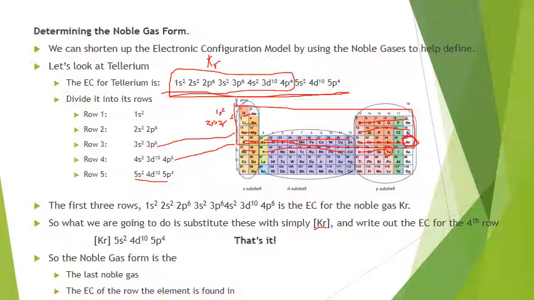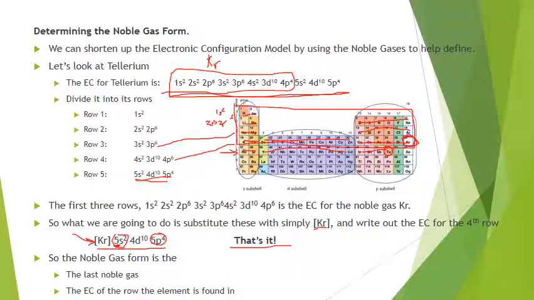So we just write down Kr. And then what we do is we write down the electron configuration of the last row, which is 5s2, 4d10, 5p4. And that's it. It gives us the information we need. It tells us it has 6 valence electrons, and it has 5 energy levels. You can find that out by the highest number here. So the noble gas form is simply the last noble gas and the electronic configuration of the last row.